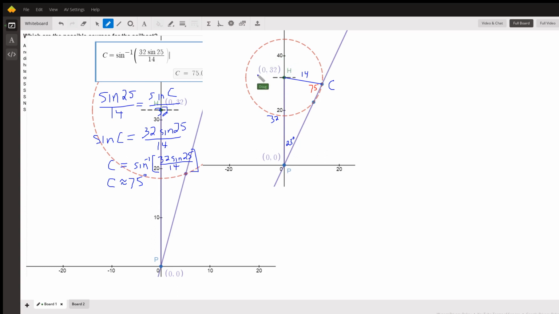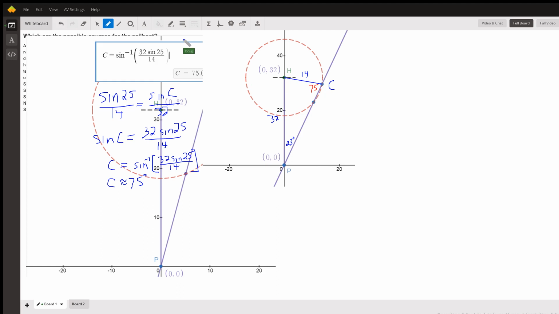So this red dotted circle is a circle centered at (0, 32) with a radius of 14, and you can see that it hits the path of the boat in two different places. Now, one of those paths will take you to the point C here, and I've drawn in this radius, which is really the third side of this triangle.